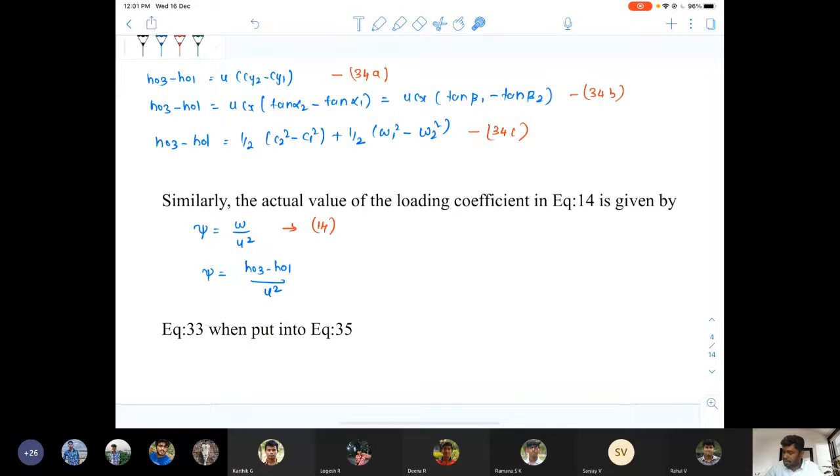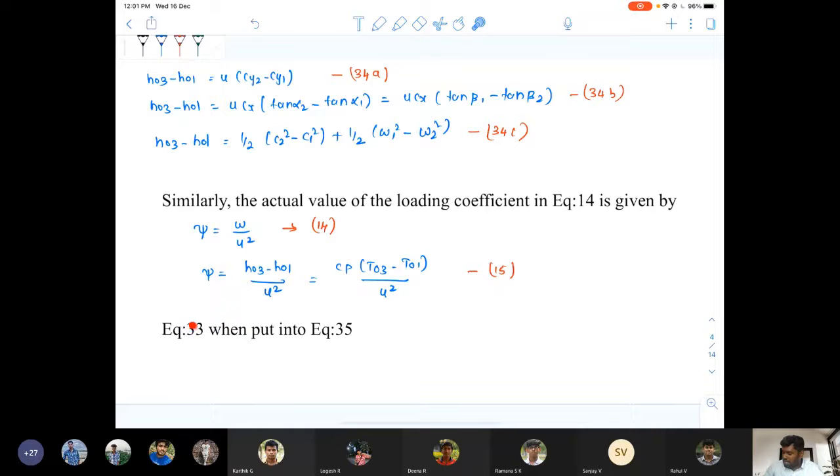Now, when we represent this value of psi in the temperature format, you will be writing Cp times (T03 minus T01) divided by U square. And now consider this as equation number 15. We have substituted the value of W in this equation, and thus the loading coefficient psi will be equal to (H03 minus H01) divided by U square, which is equal to Cp times (T03 minus T01) divided by U square.